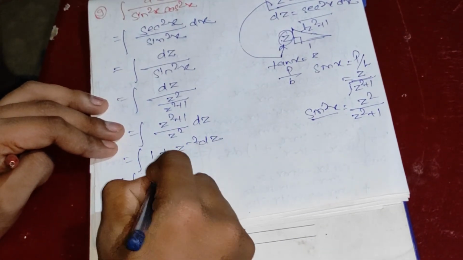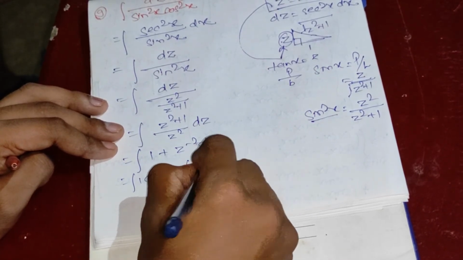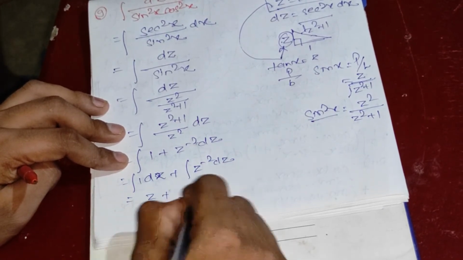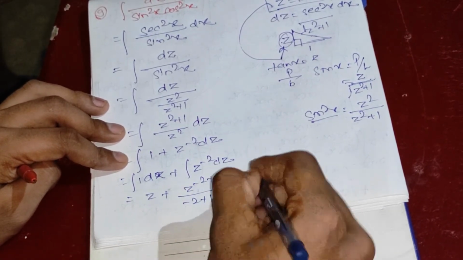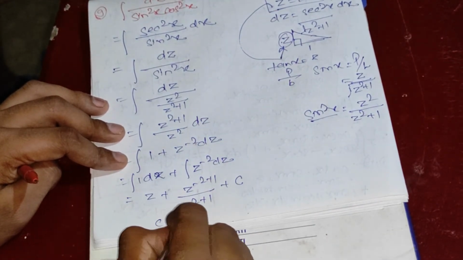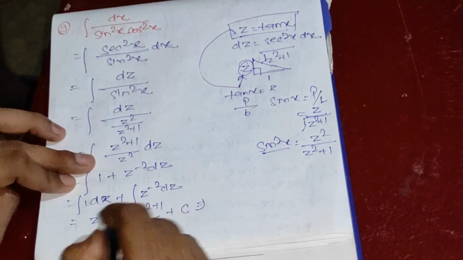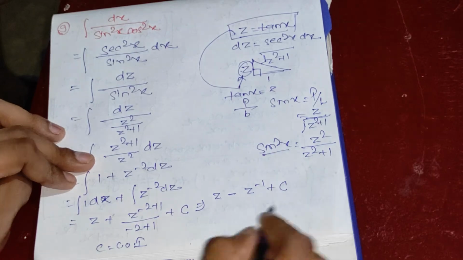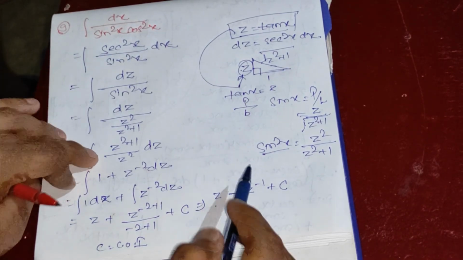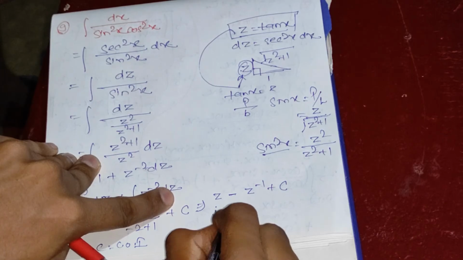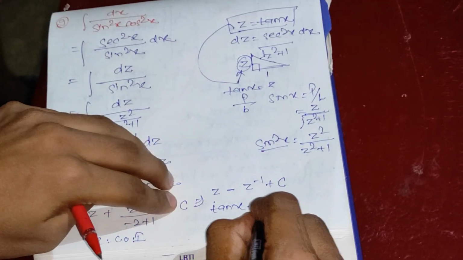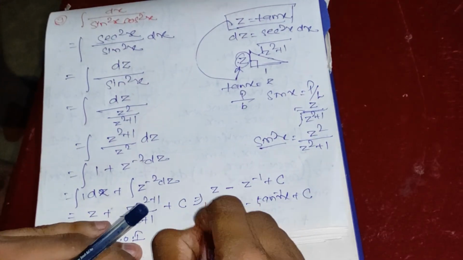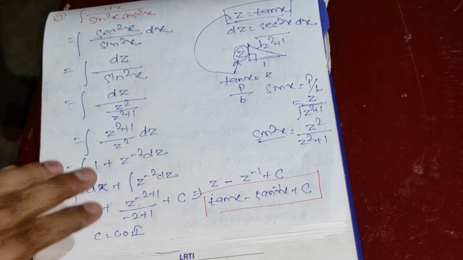Now separate all these terms: integration of dz plus integration of z to the power minus 2 dz. So it becomes z plus z to the power (minus 2 plus 1) divided by (minus 2 plus 1) plus c, where c is the constant of integration. So it becomes z minus z to the power minus 1 plus c, and the final step is that we replace z by tan x. So it becomes tan x minus tan x to the power minus 1, plus c. So this is the final answer of question number 9.